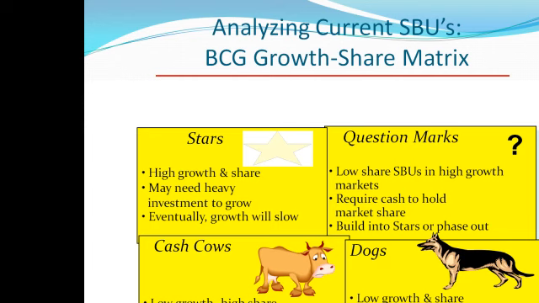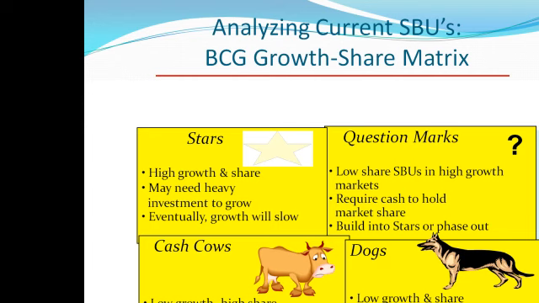Cash cow is the opposite. It's low growth, high share. Basically, these are established businesses. They have successful SBUs, but they need to produce cash, and that's why they're called cash cows. Dogs, to be honest, are companies in low growth and low share. They must generate cash to sustain themselves. They do not promise to be cash sources.